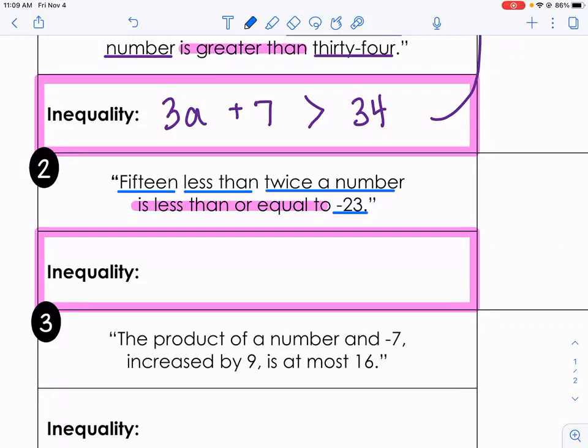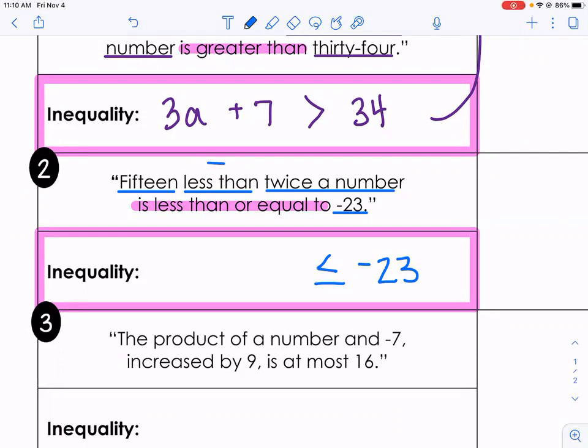Jada, where are you at yourself? Okay, so I highlighted the is less than or equal to, so I know that that is my inequality. Okay, what about this right here? This less than, it doesn't have the is in front of it. What does the less than mean? Minus. Okay, so I'm going to put negative 23 over here.